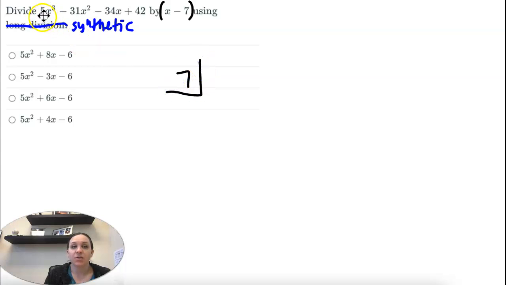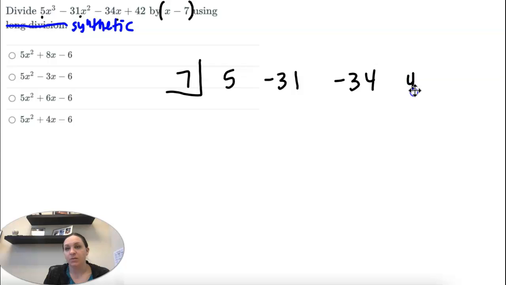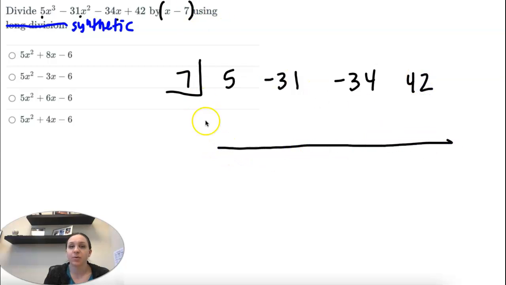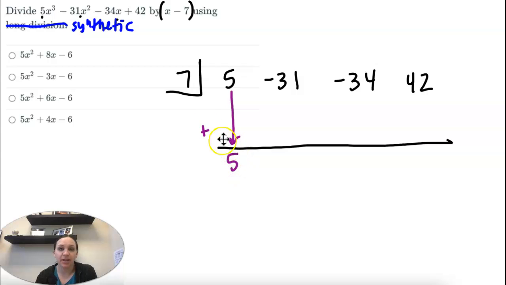And then we take the coefficients. So we're starting with x cubed, 5. X squared, negative 31. X, negative 34, and then the number by itself. Leave some space, because remember we're going to add. You always bring down the first number and then multiply by the root. 7 times 5 is 35. Then you add. Negative 31 plus 35 is 4.